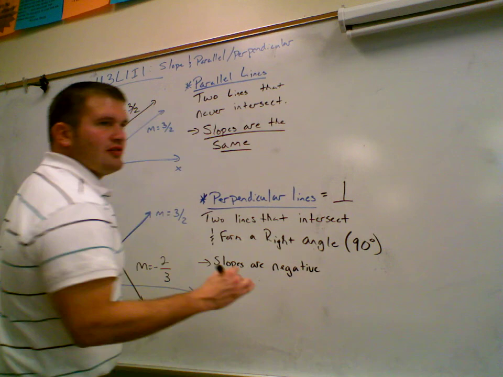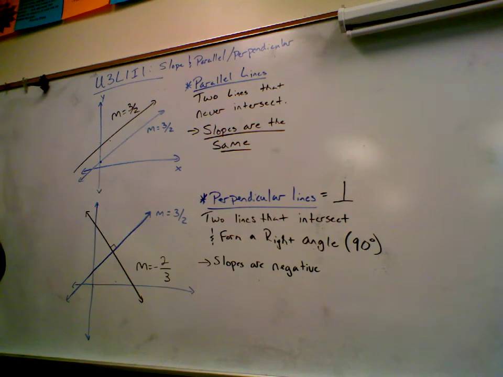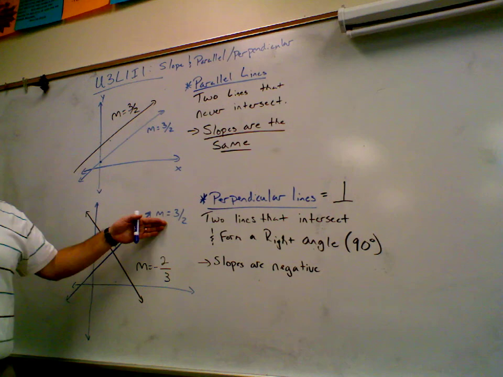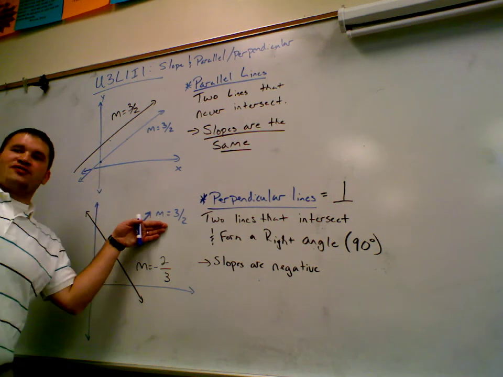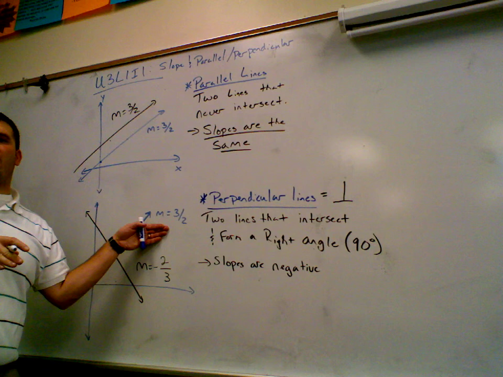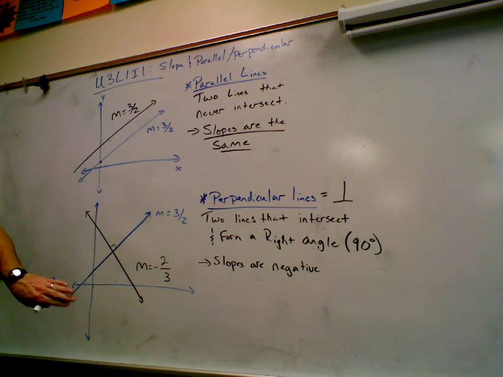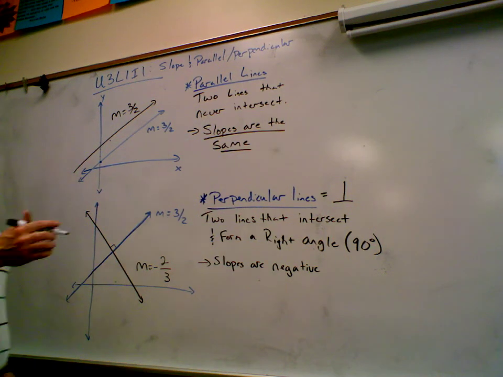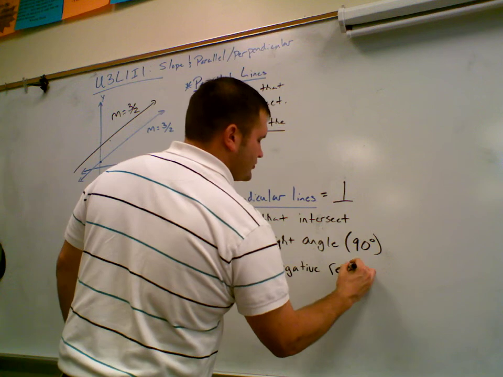Okay. Andre, you got a question? The slopes are negative. Does this mean they're both negative or one's negative? One's negative. They have to be opposite. So if this was -3/2, the negative reciprocal of -3/2 would be +2/3. So the slopes are negative reciprocals.